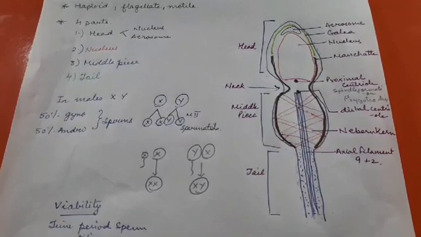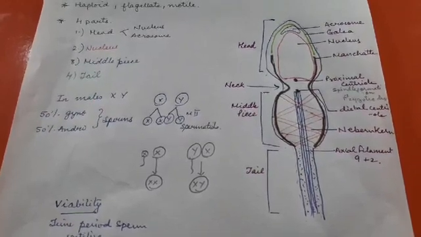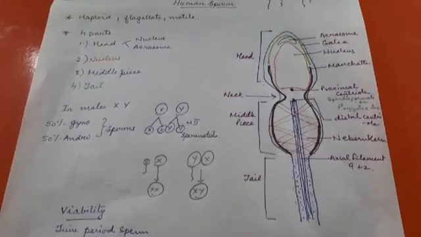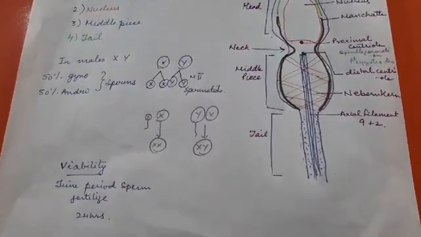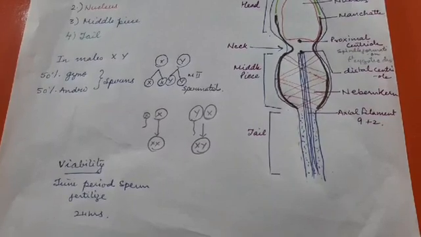So, there are two types of sperms, which I also told you about, X and Y, which are required for sex determination, and these X and Y sperms are called gynosperms and androsperms. In the next part we will talk about oogenesis.